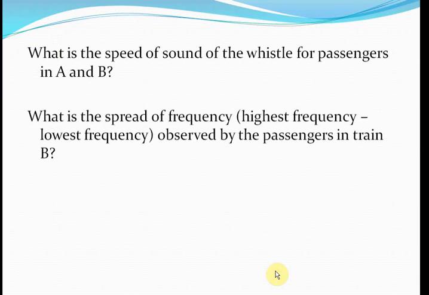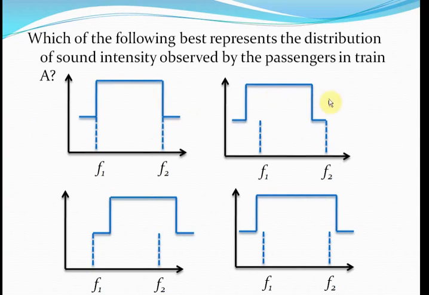What is the speed of sound of the whistle for passengers in A and B? What is the spread of frequency, highest frequency minus lowest frequency, observed by the passengers in train B? And which of the following best represents the distribution of sound intensity observed by the passengers in train A? This problem seems so complicated. The point is, if you go beyond the words and just look at what's happening, it isn't tough at all.